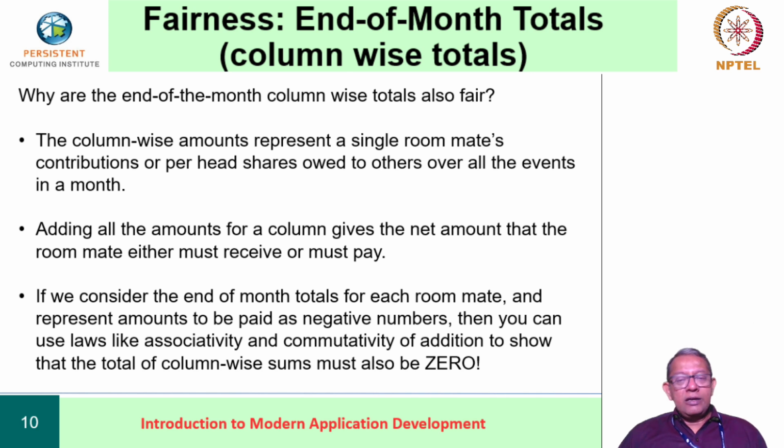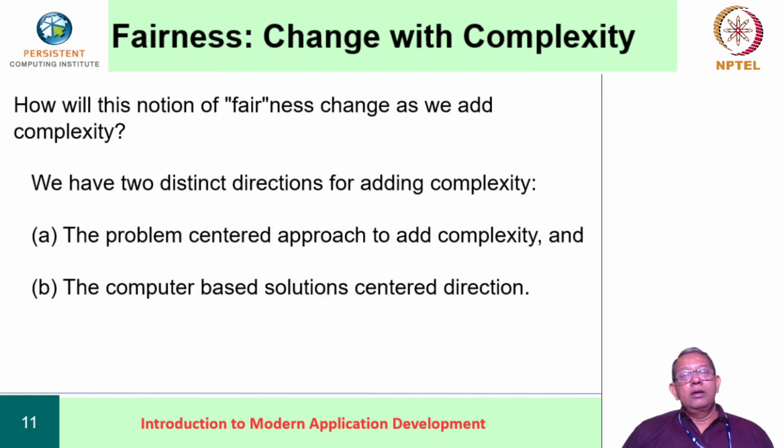If we consider the end of the month totals for each roommate, and given that the amounts to be paid are negative and amounts to receive are positive, then you can use laws like associativity or commutativity of numbers for the addition operation to show that the total column-wise sums must always be 0.